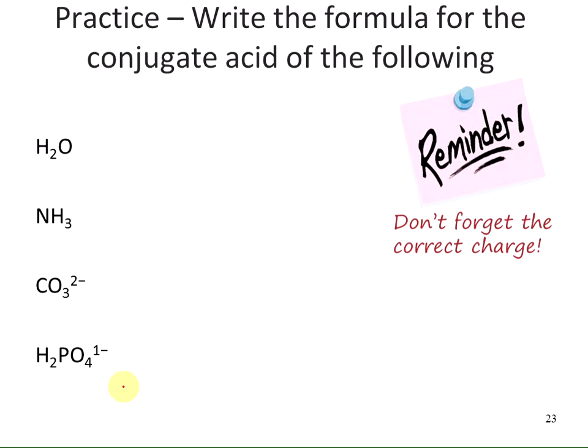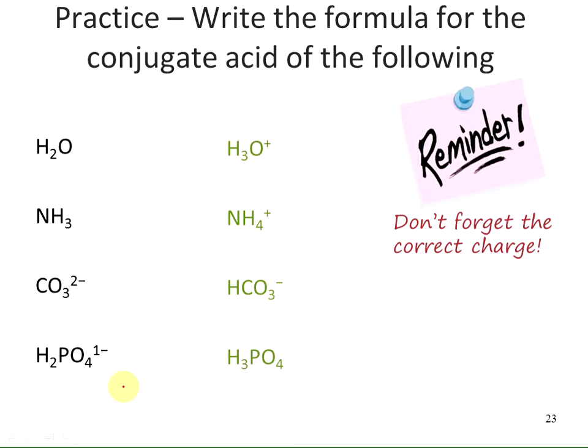You may want to pause the video and see if you can write out the conjugate acid of the following. So if we are writing the conjugate acid of the water, we're simply adding an H+. So the formula would be H3O+. For the ammonia, it would be ammonium, so NH4+. For the carbonate, it would be bicarbonate, so HCO3-. And for the H2PO4-, it would be the phosphoric acid, so the H3PO4. Notice that each time that we created the conjugate acid, we just added an H+.